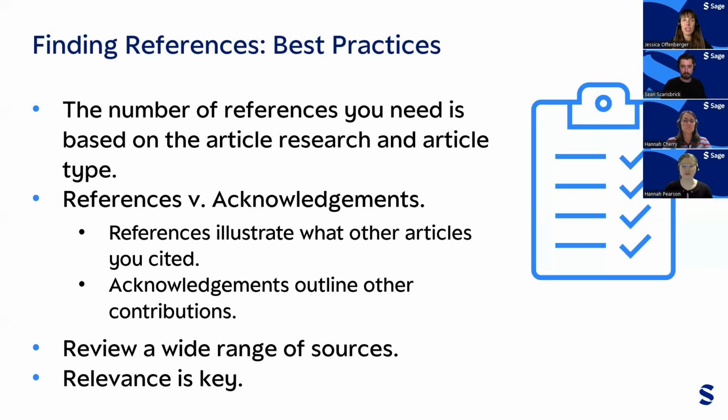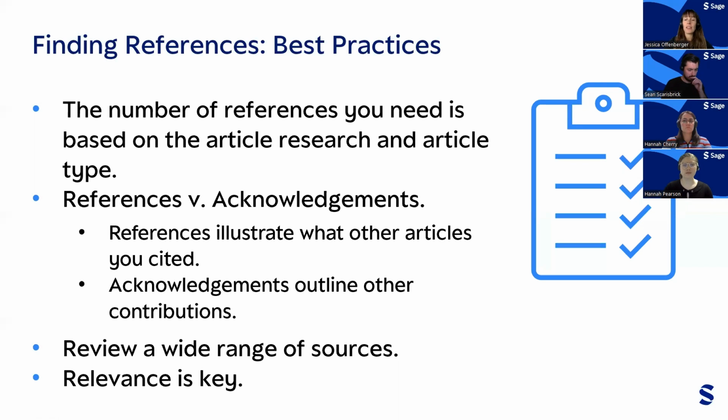Really, you want to make sure you're giving credit where credit is due, and citing relevant articles. Second, you'll want to understand the difference between references and your acknowledgements. References are at the end of the manuscript, illustrating what other articles you are citing in your own manuscript. The acknowledgement section is outlining anyone who may have contributed to the manuscript other than the main authors. So while these are considered end materials, they're two completely different sections, not to be confused.